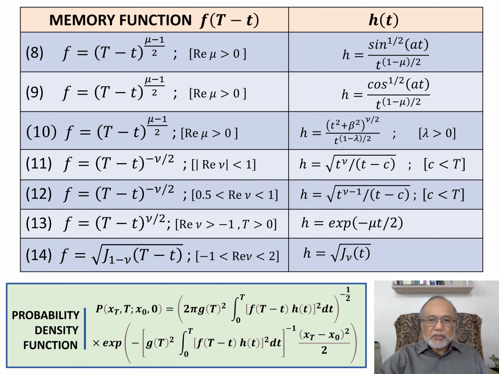So this is a continuation of the listing, and there are many others which we do not include in the list, but this is just to give you a flavor of the combinations of the memory function f and window function h that you can use, which are all integrable. If you have this integration and that integration, then you have different types of stochastic processes which would fit the particular system that you're studying.